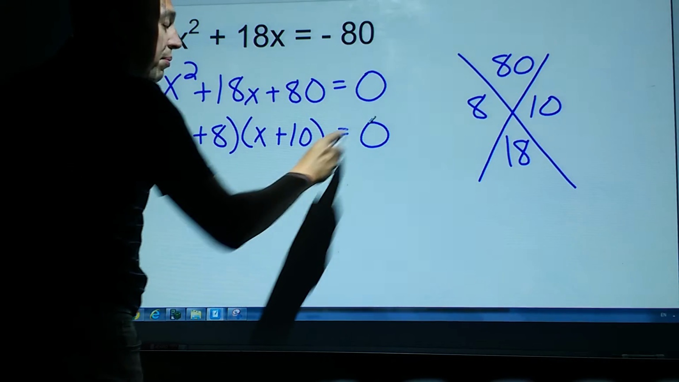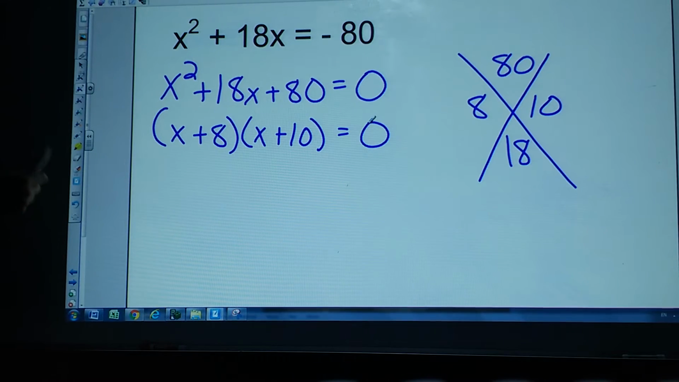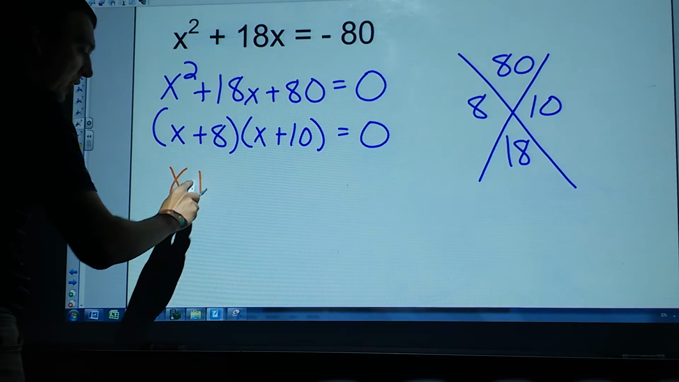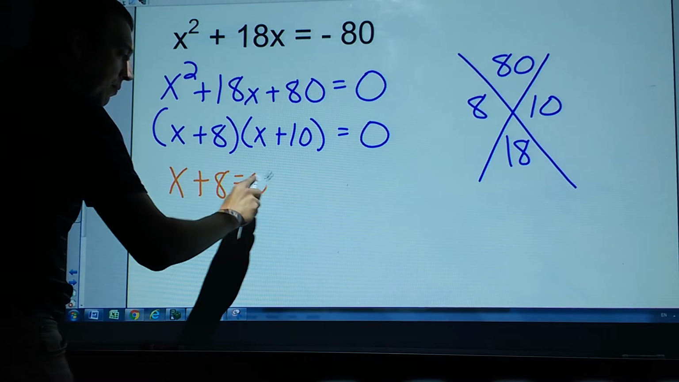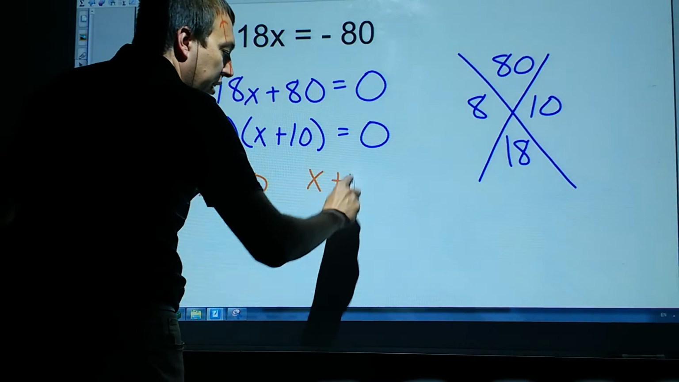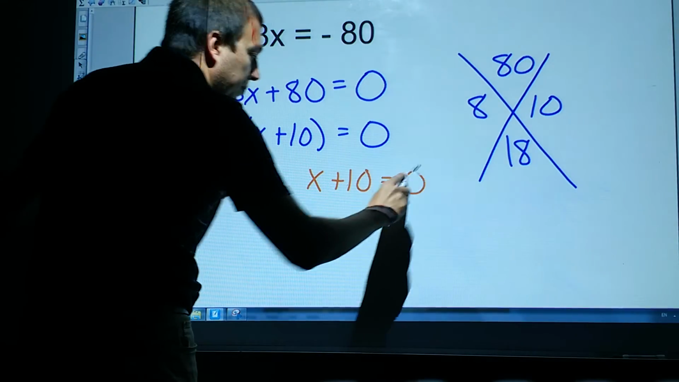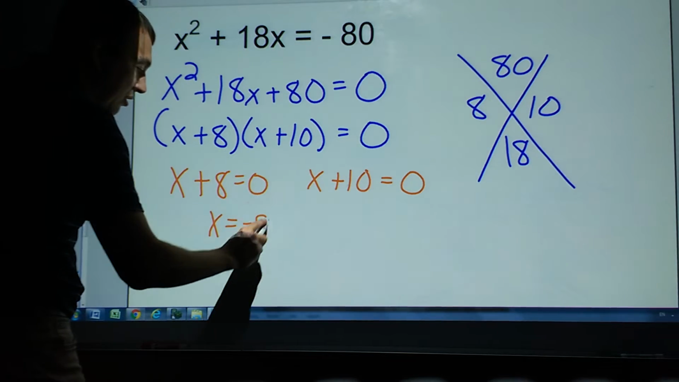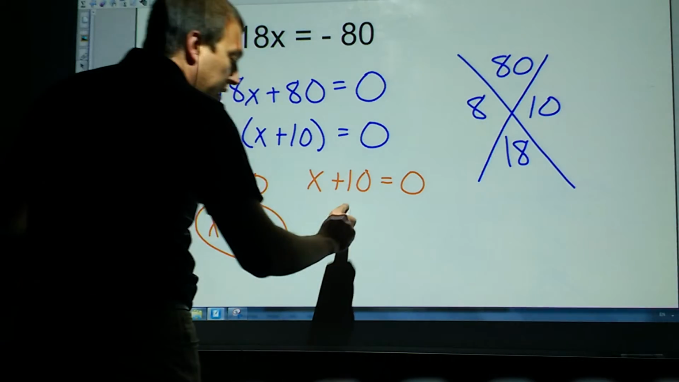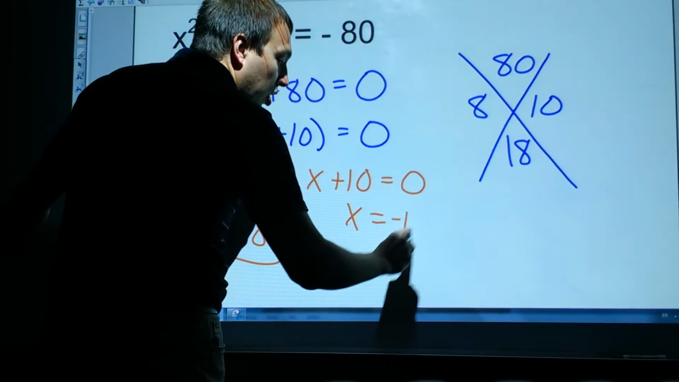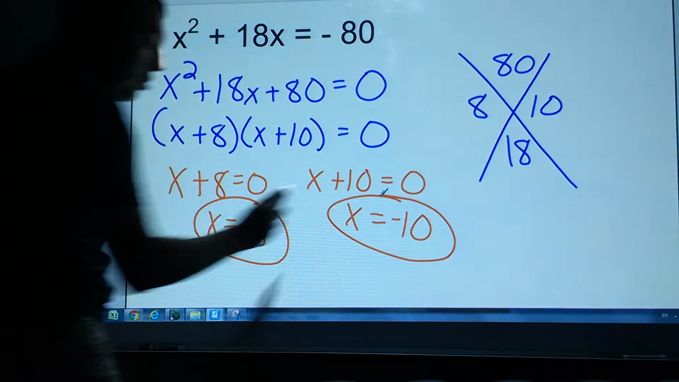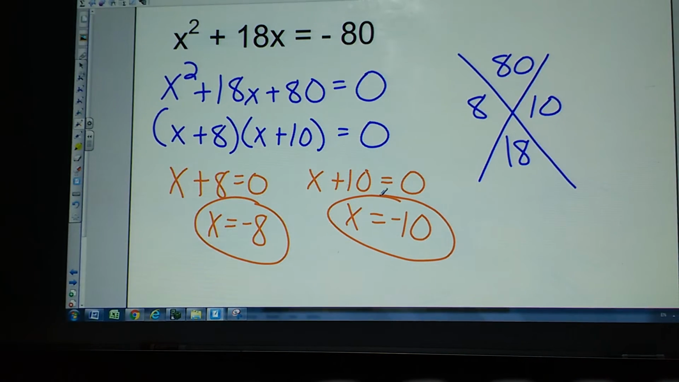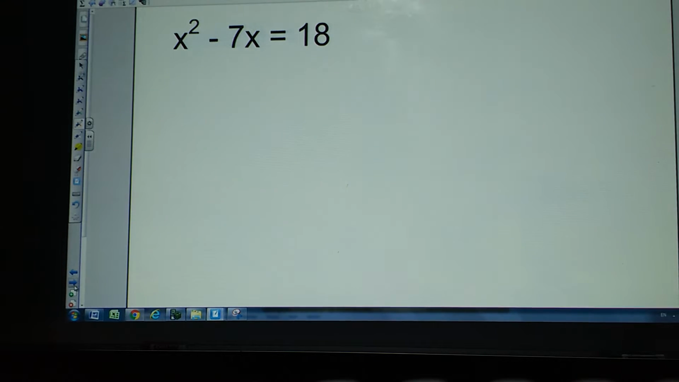I'm going to do the same thing I did last time and set each part equal to 0. So I'm going to have x plus 8 equals 0 and x plus 10 equals 0. Subtract 8, x equals negative 8. Subtract 10, x equals negative 10. Notice again, I have two answers. Now, how about you try? So pause and try this one.